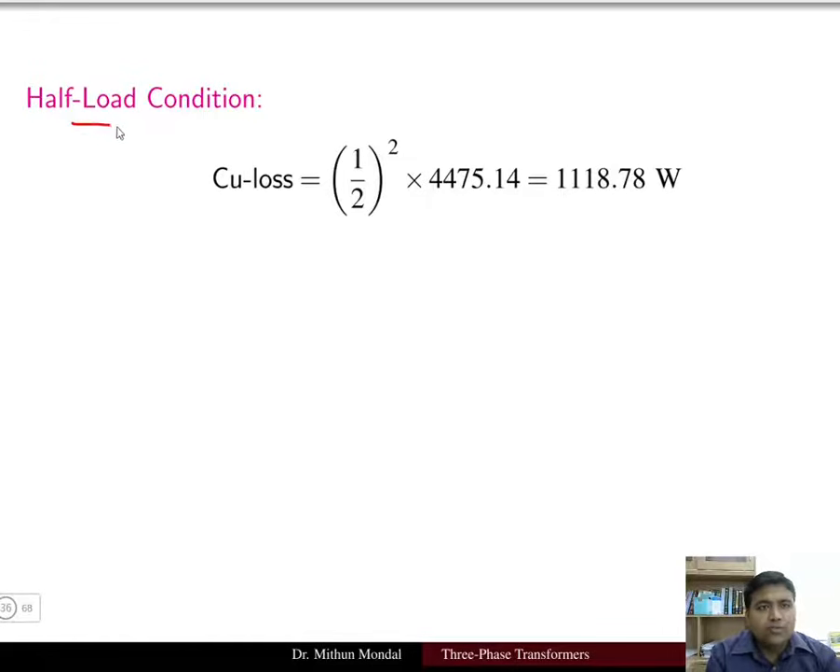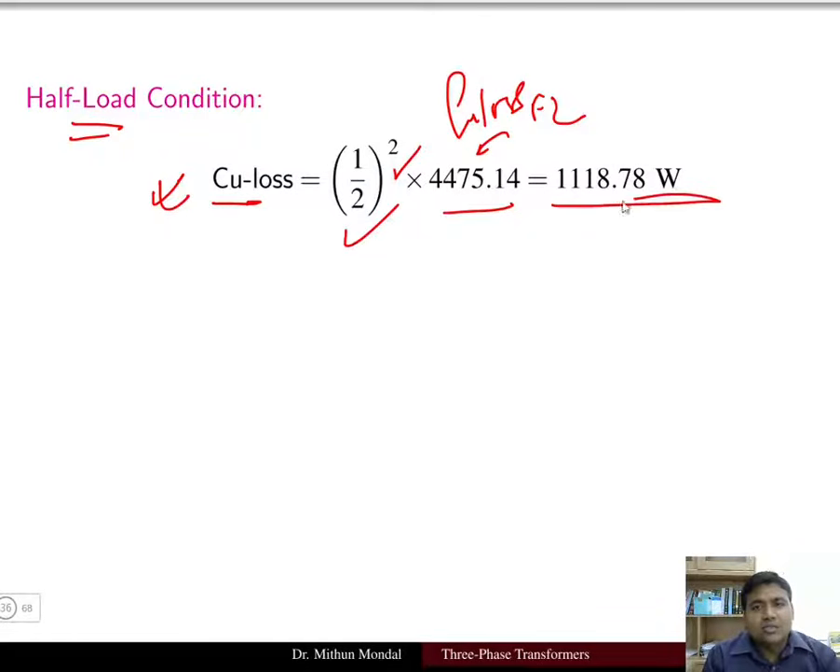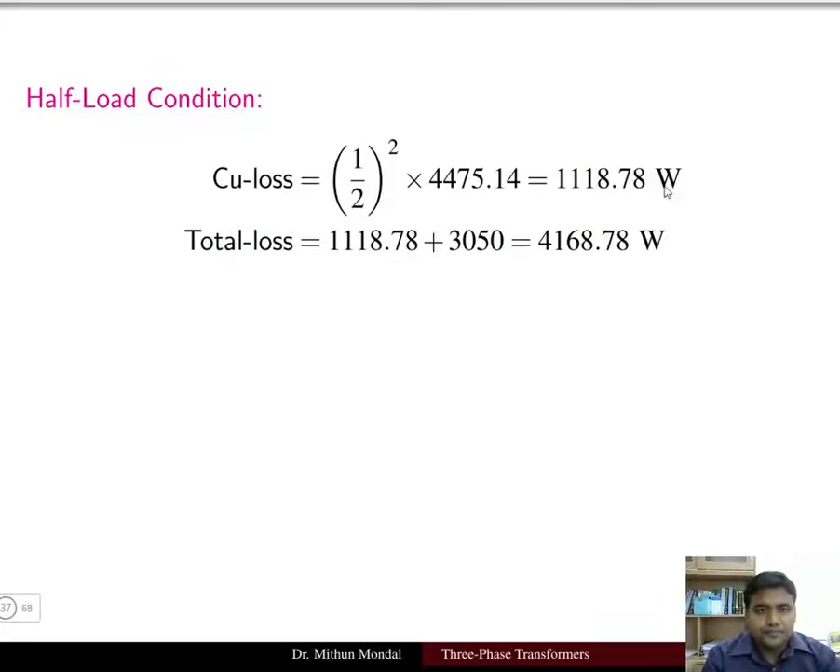Now for the half load condition, first the copper loss will change. So copper loss will be half squared multiplied with the full load copper loss. So this is the copper loss under the full load condition multiplied with half squared. It gives 1118 watt. Then the total loss, which is the sum of the iron loss plus copper loss. Iron loss remains the same irrespective of the loading, and copper loss we have calculated. So total loss is 4168 watt.